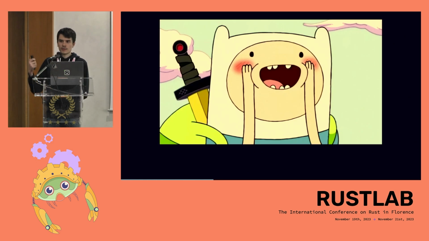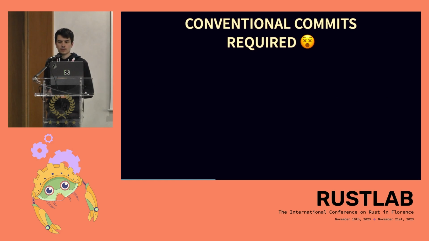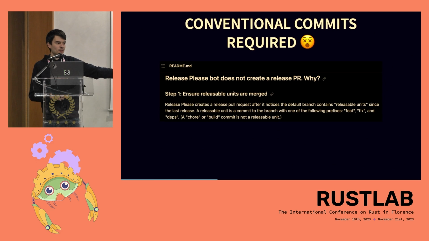So I fell in love with this concept of the release PR and releasing from CI, and so I tried Release-plz. And I stumbled across some issues. The first one is that conventional commits are required. There's an entire part of the README which explains why sometimes Release-plz doesn't create a release PR. And the most confusing part, I think, for beginners to Release-plz is that if you don't use conventional commits, and especially feat, fix, or deps kinds, Release-plz won't create a PR basically.